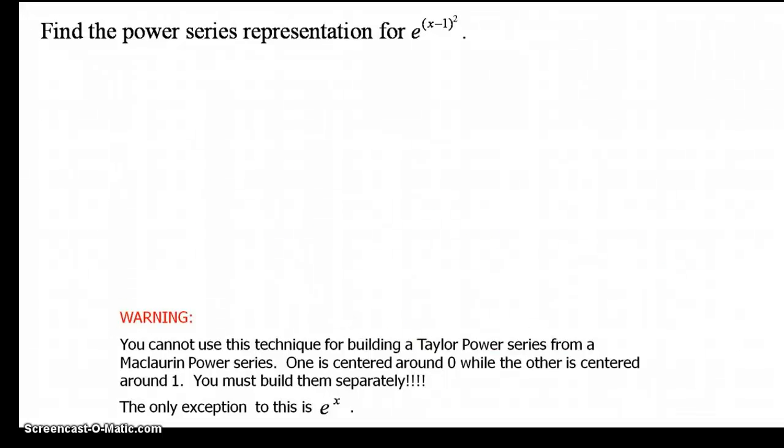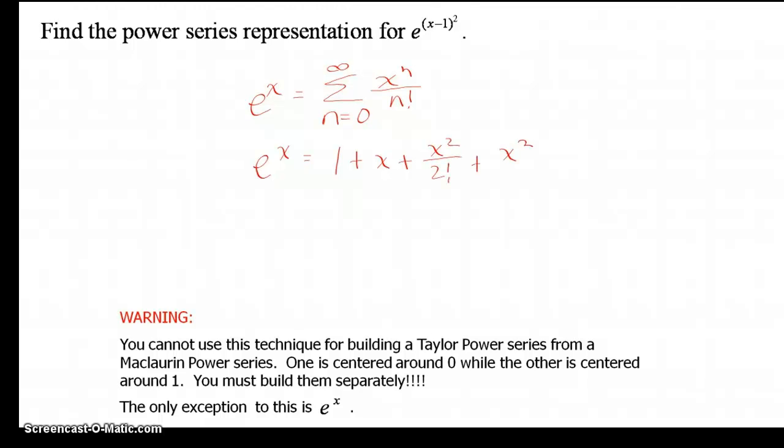Find the power series representation for e to the quantity x minus 1 squared. Well, I'm going to do something here that I can't do on very many functions. But because e to the x, which looks like so, we saw this on prior lessons, I know that the power series expansion for e to the x looks like so. I've generated it enough times, I know that that's what it looks like.